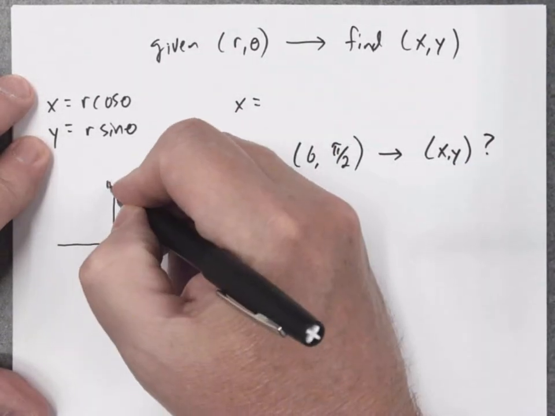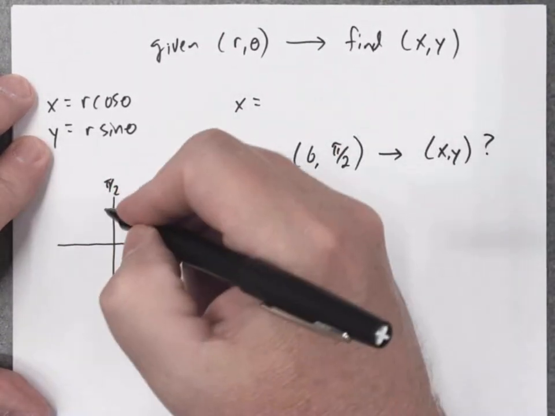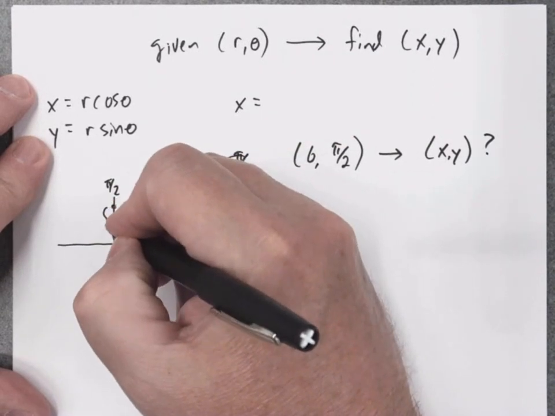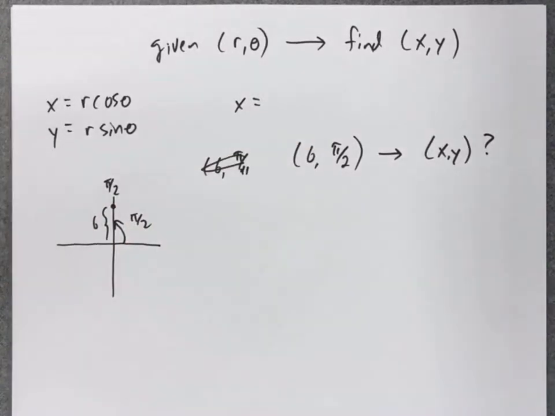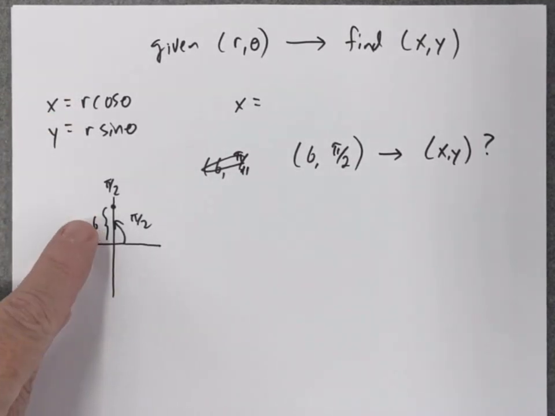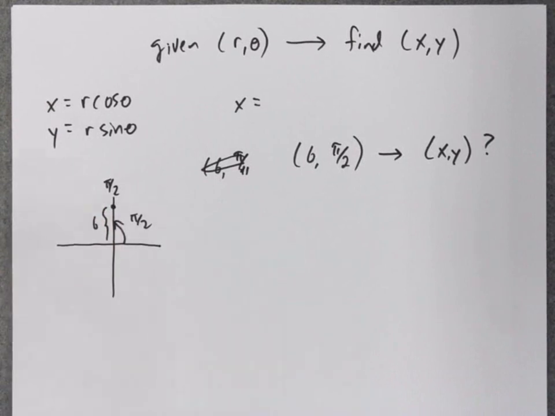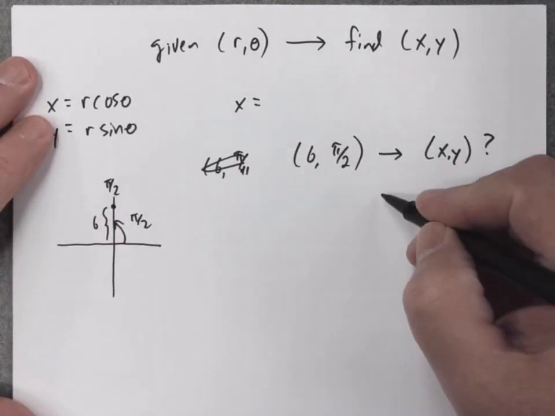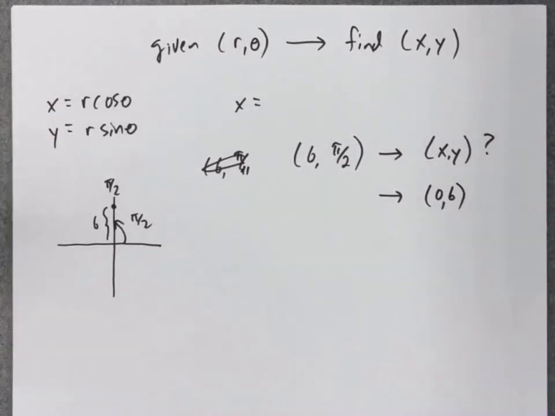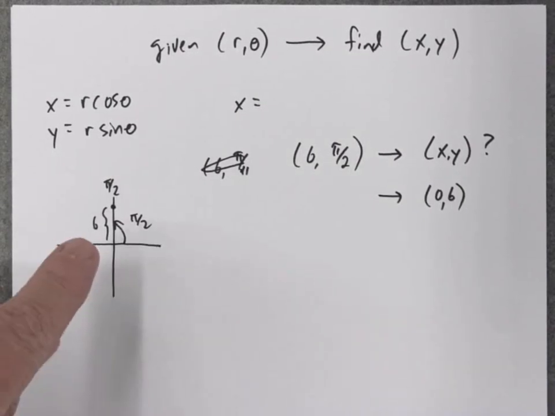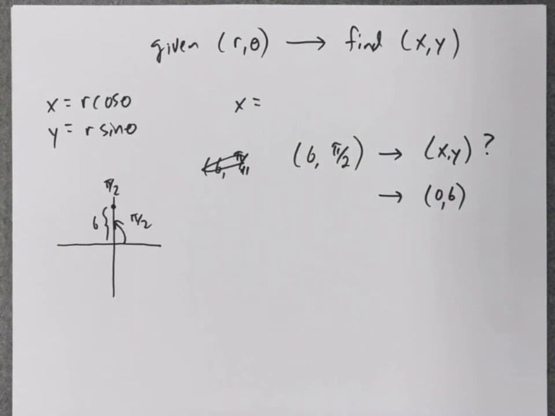So pi over 2 is straight up. If you want to go 6, you can say this is 6. This is pi over 2. Now, it's sort of crazy to use these formulas when something like this is just common sense, especially since this is on the y-axis. Isn't it pretty obvious? It's just going to be 0, 6. So that's why it's also good to plot these points, because sometimes you realize you don't even have to do any math, that it's just very simple.